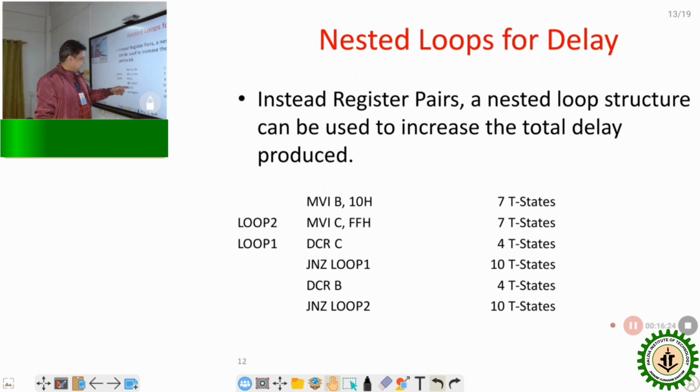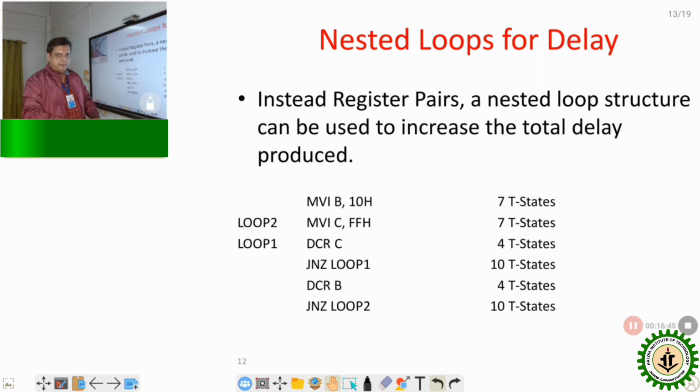And now what is going to happen? We will check whether B is 0. Obviously, for the first time it will not be 0. So it is again going to put FF in the C register. So again, for each value, this is going to work. How many times? This is going to work 255 times.